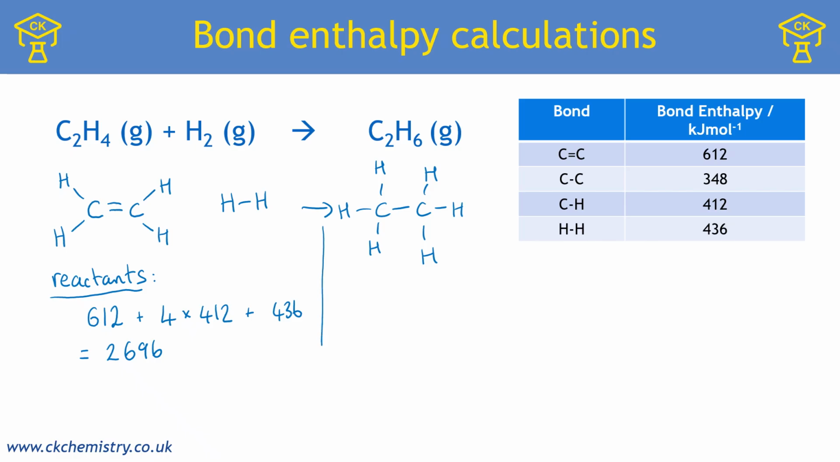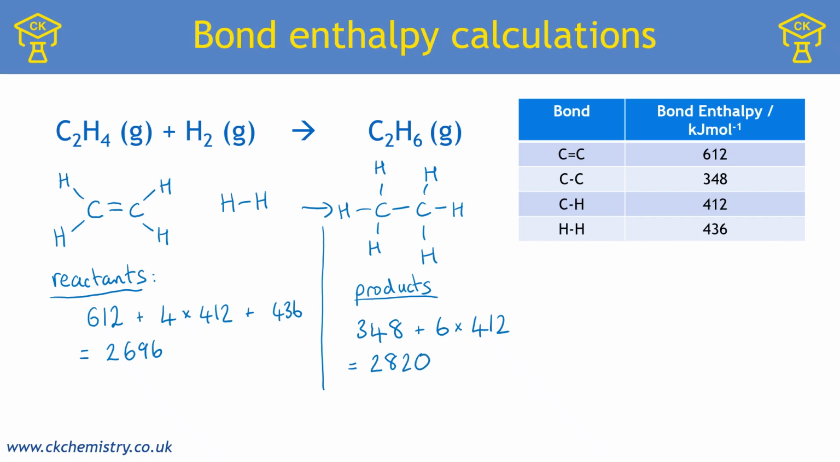And then on the right hand side for the products, I've only got 1 product, which is ethane, and that's going to be 1 single carbon-carbon bond and 6 lots of 412. We could actually have done no CH bonds on the left and 2 CH bonds on the right, but that's okay. This works fine as well. And that gives me a total of 2,820.